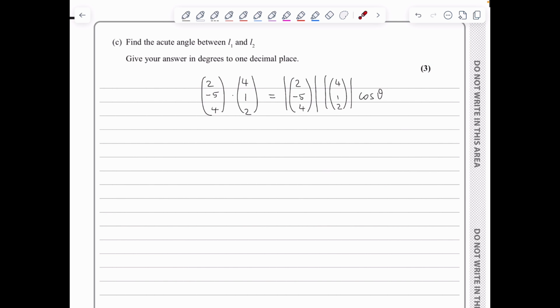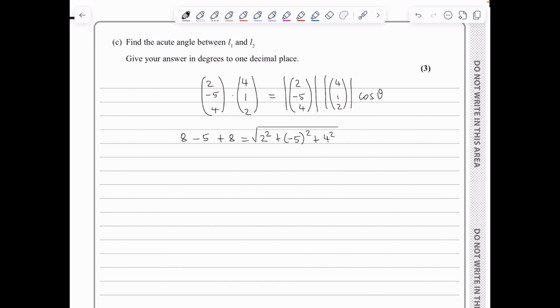So when I do the dot product, I multiply the i with the i, the j with the j, and the k with the k, and I add them up. So 2 times 4 is 8, minus 5 times 1 is minus 5, and 4 times 2 is 8. Now the magnitude of (2, -5, 4) simply means I will be squaring each entry and then taking the square root. It's simply Pythagoras in 3 dimensions.